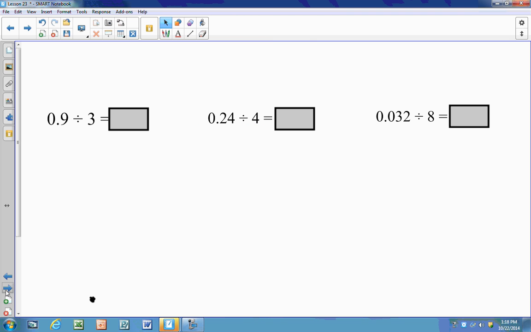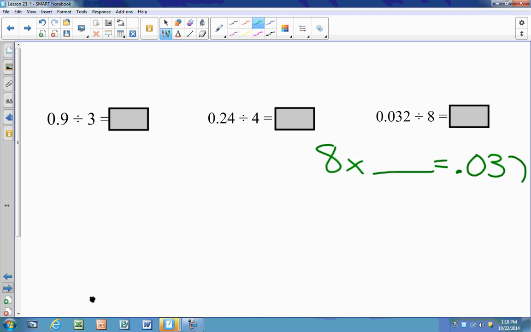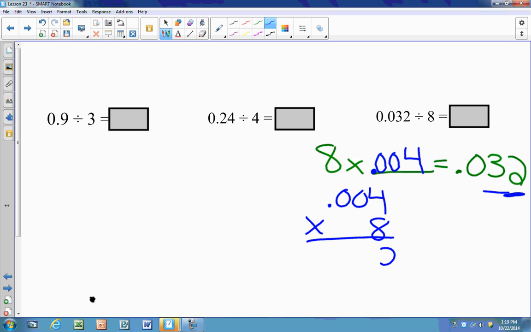Next problem. We're now going to look over here at 8 times what number equals 32 thousandths. So we know what number times 8 will equal 32 would be 4. But I'm ending in the thousandths place all the way over here. So I know that I need to make this 4 thousandths. And that's how I make 4 thousandths. And I check it by multiplying. Three jumps. So 3 jumps, and they match.